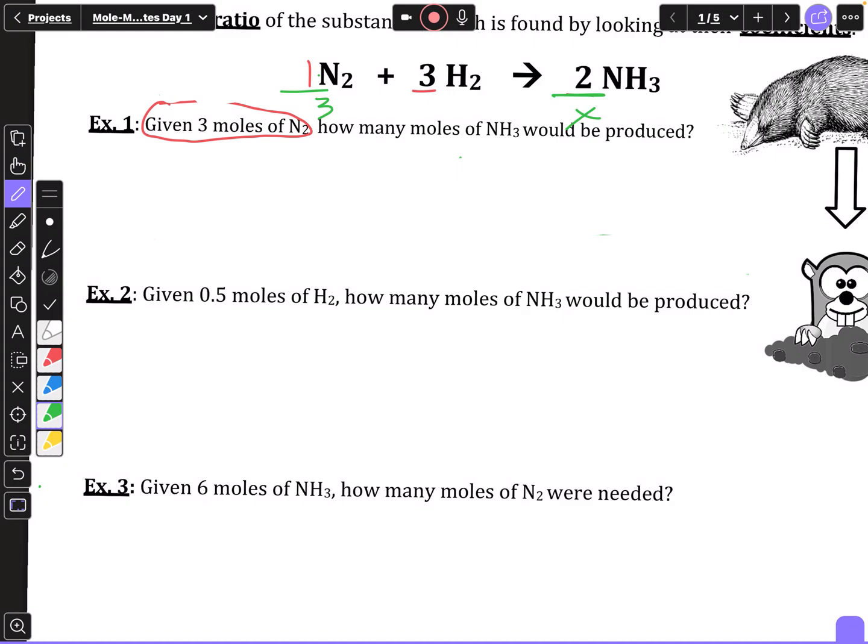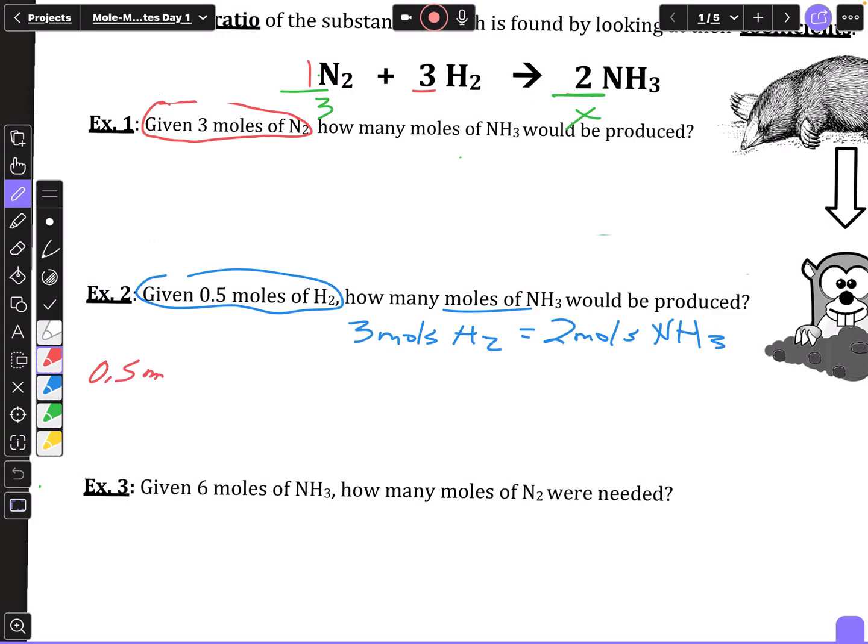How many moles of NH3 would be produced, given 0.5 moles of H2? Alright, so this time I'm looking at what's my conversion factor. I'm going from moles of H2 to moles of NH3. That tells me that 3 moles of H2 equals 2 moles of NH3 according to my balanced equation. That's where I'm getting those numbers from. So I'm starting with 0.5 moles of H2.